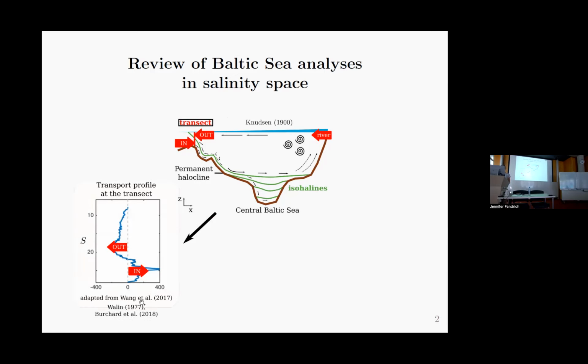So what following studies, a lot later, did... Wallin started this in 1977, and in the following study, which is just adapted from the more recent study by Wang et al. in 2017, what they did was to look at a single transect in space, and you can see that we already have the salinity axis. So this is kind of the first step going into salinity space.